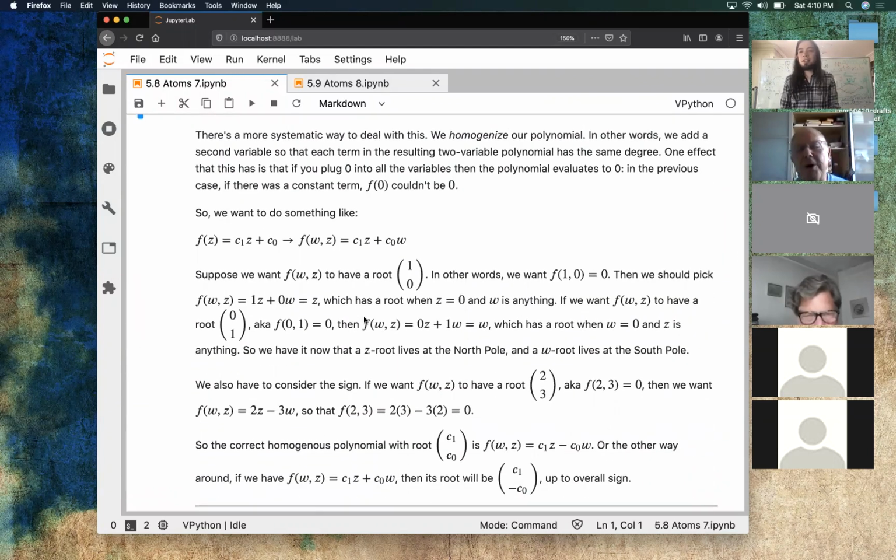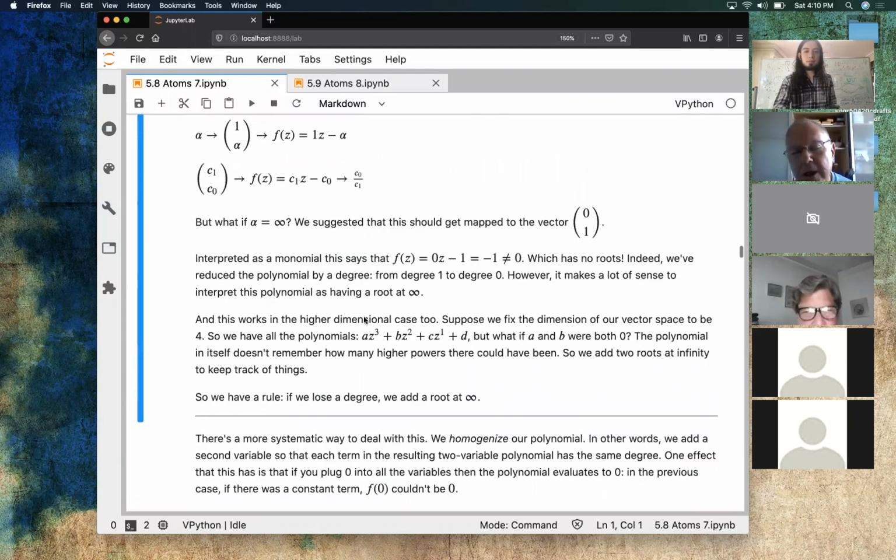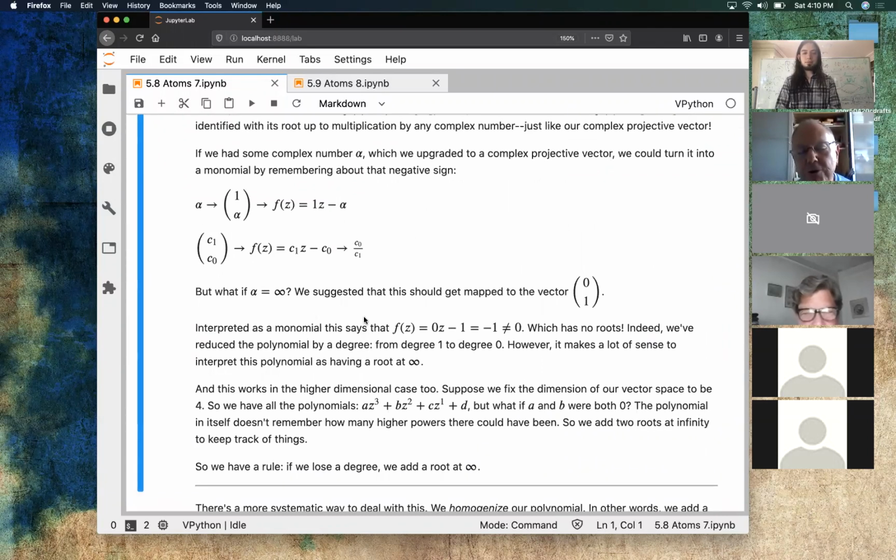Matthew, I'm confused here. A root is a solution to the polynomial. I don't understand what you mean by a root at infinity. You mean that z equal infinity is a solution to the polynomial? Yeah. And that seems weird when you're talking about this kind of polynomial.